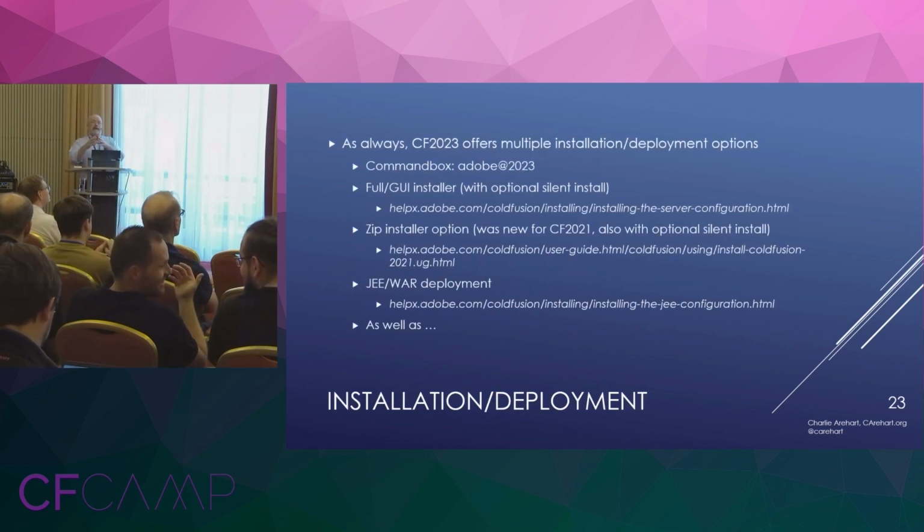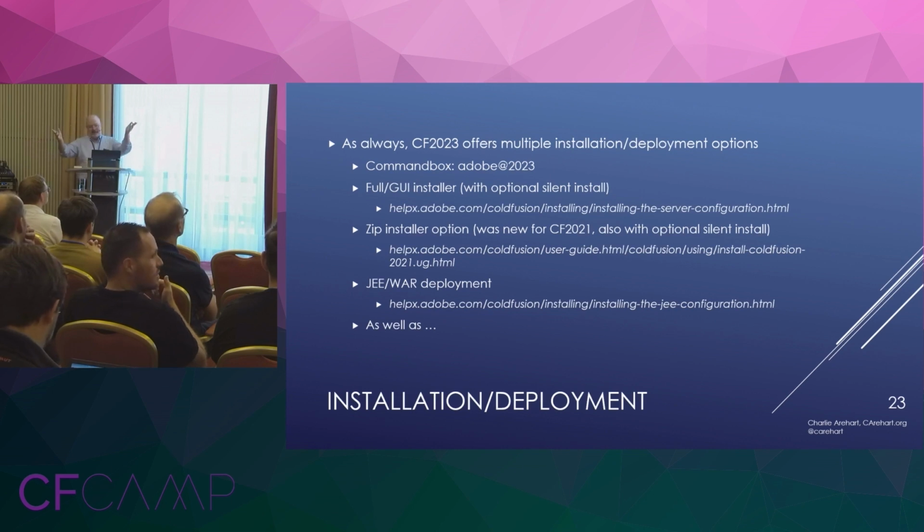As far as installing CF 2023, I want to say a few things. First of all, for those that use CommandBox, this is all you need to hear. You can say adobe@2023. And then as there's updates, there'll be variants of that. And for you, that's enough. But for others, if you want to do a full GUI installer, you can do that. If you want to do silent install, you can do that. And there's a whole page discussing that.